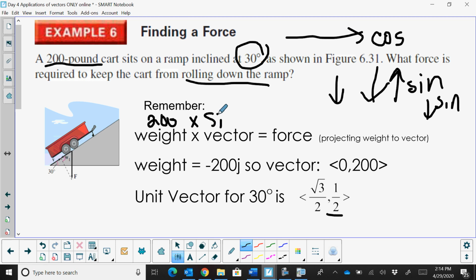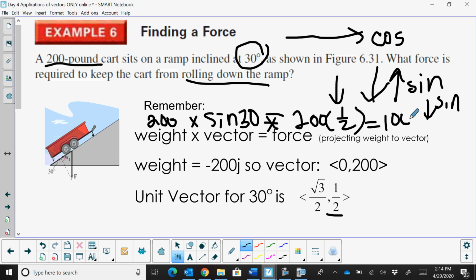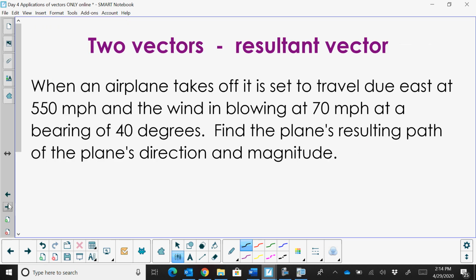We're going to use the sine of 30, and we're going to multiply it. I'm sorry, there's no distance. It's just going to be holding that in place. So it's 200 times the sine of 30. Well, the sine of 30 is just 1/2. So 200 times 1/2 is 100. So it only takes 100 pounds to hold it in place. So that's the first type of problem where you're lifting or pulling.